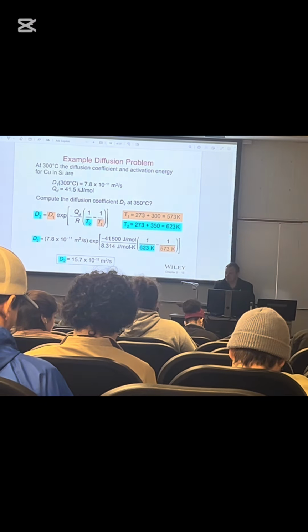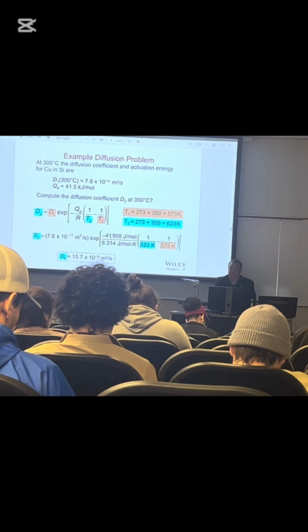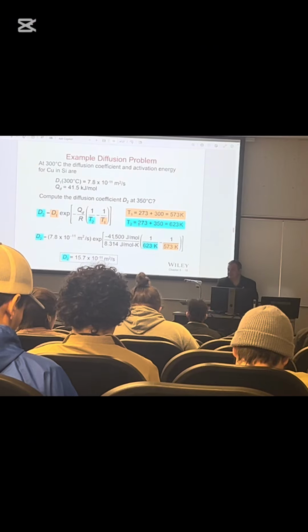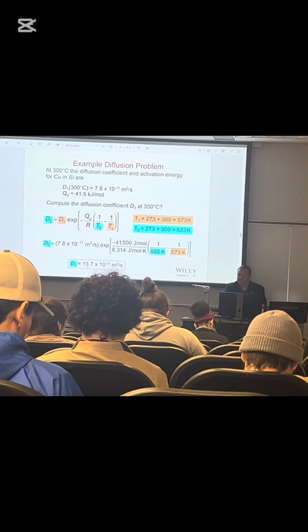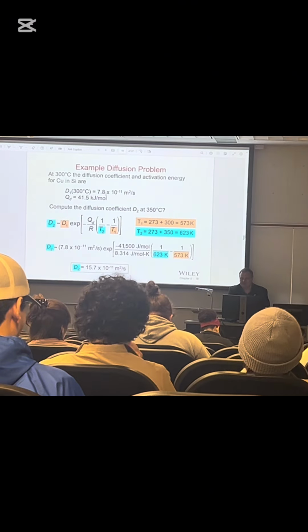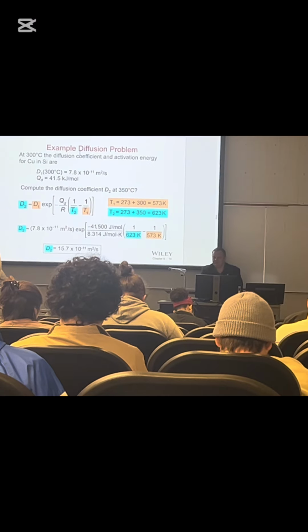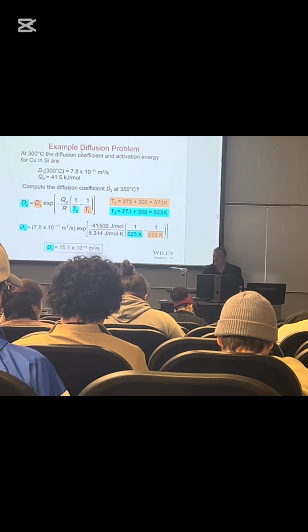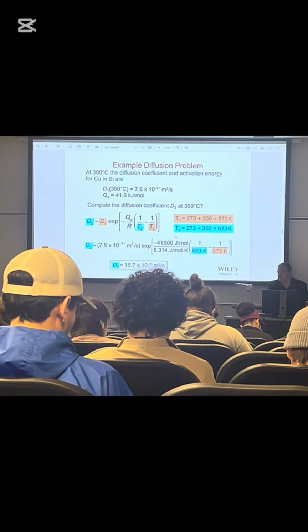The most important step is this. 300 C is converted to Kelvin, 573 K. 350 is converted to Kelvin, plus 273, so 623 K. We plug everything in here, and we get 15.7 times 10 to the negative 11 meters squared per second. And it's roughly a factor of 2 difference. So diffusion of copper into silicon is going to be faster at 350 than at 300 by a factor of 2.